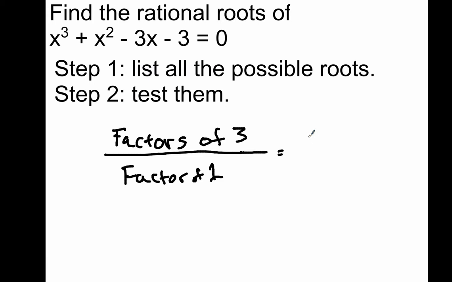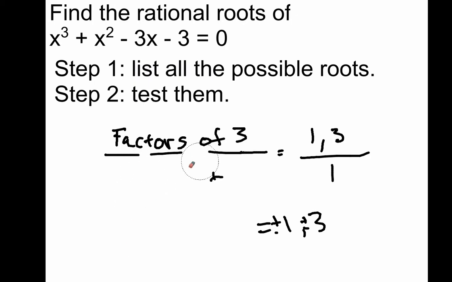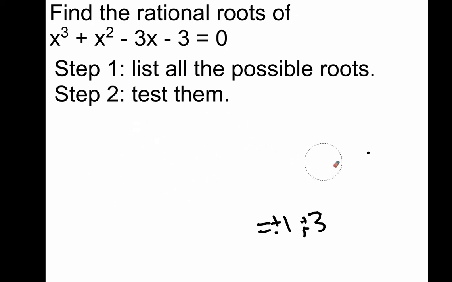So the factors of 3: 1 is a factor of 3, and 3 is a factor of 3, and the factors of 1 are just 1. So 1 over 1 is 1, and 3 over 1 is 3. So these are the only possibilities, plus or minus 1 and plus or minus 3. Those are the only possible rational roots of this equation. So let's test them and see whether they're actual roots. So I'm going to use synthetic division.